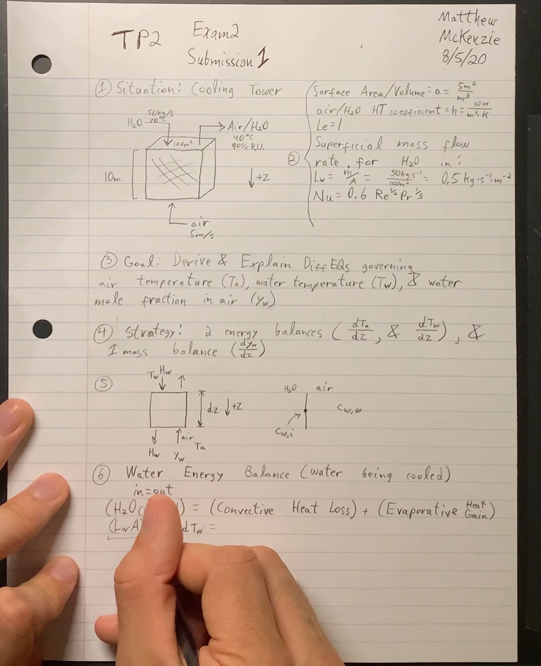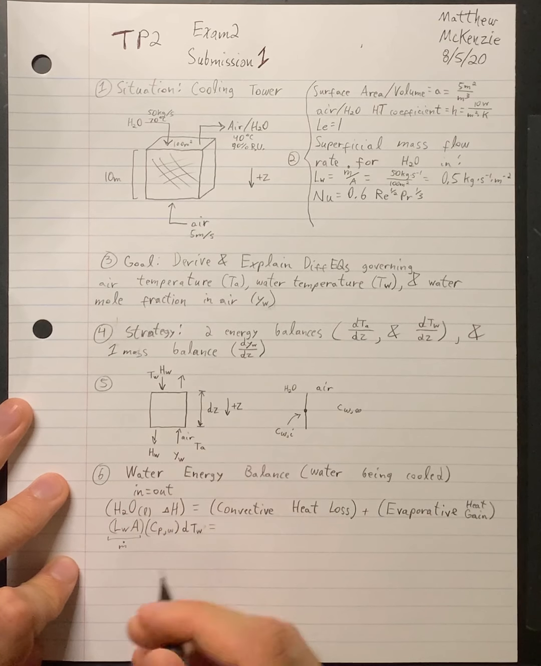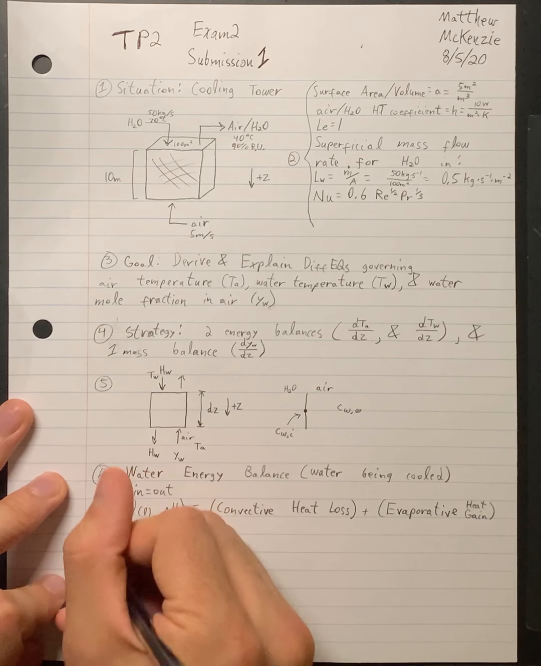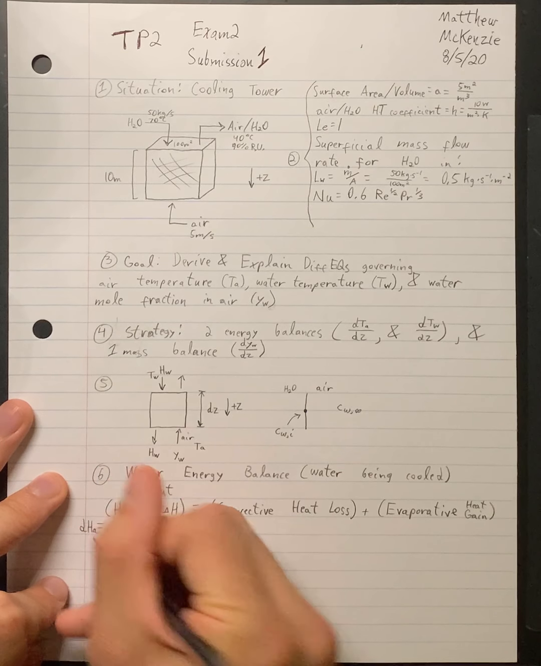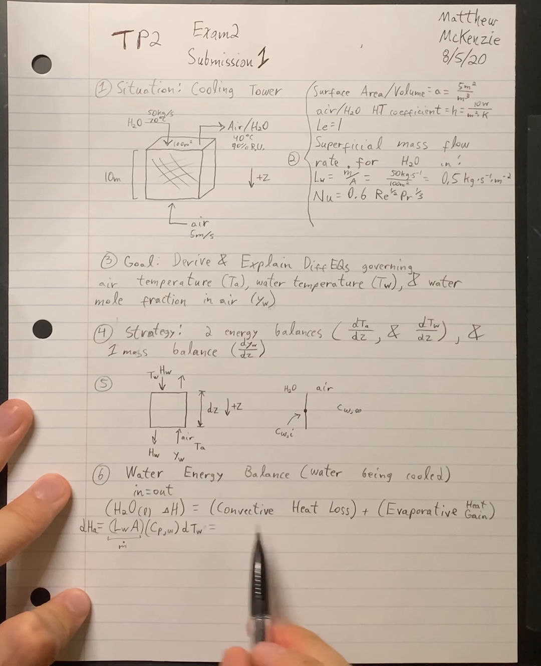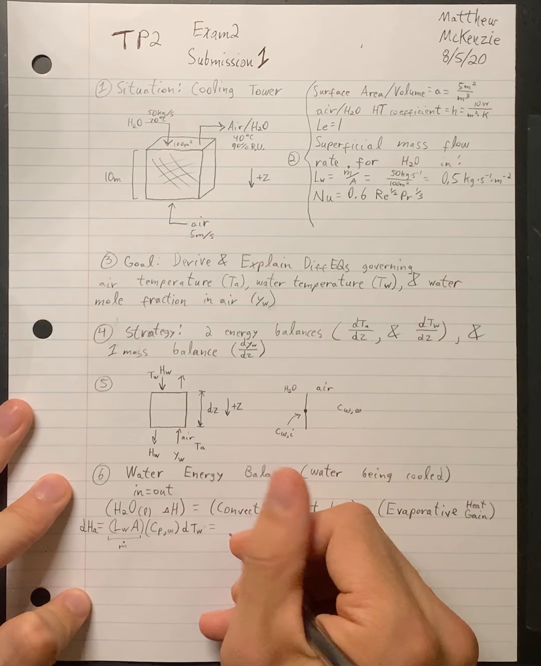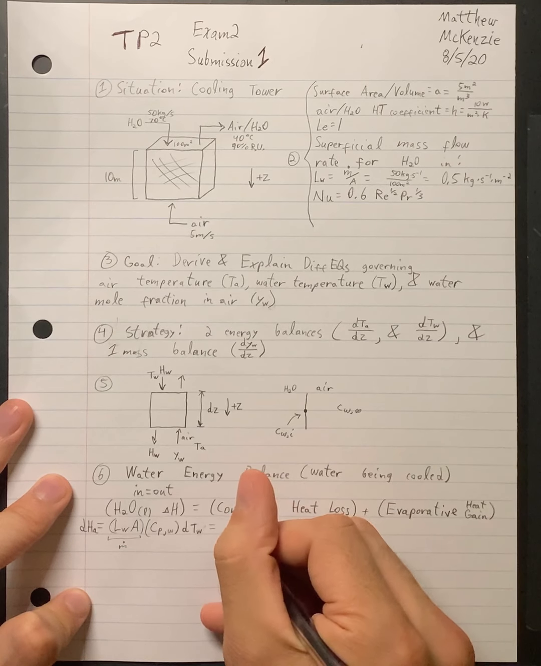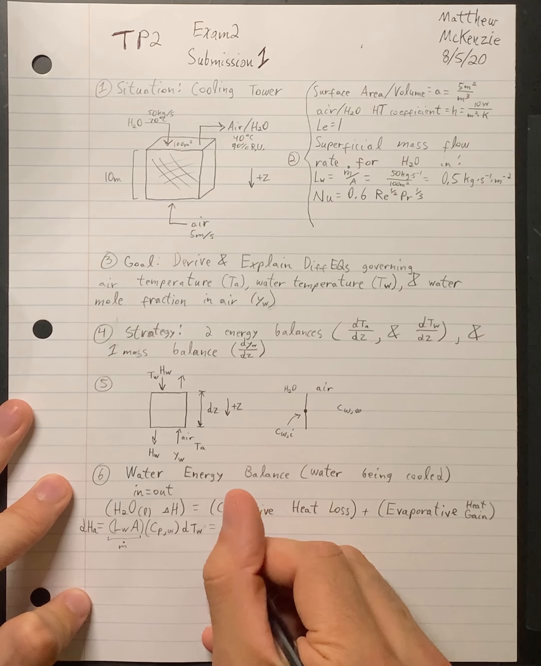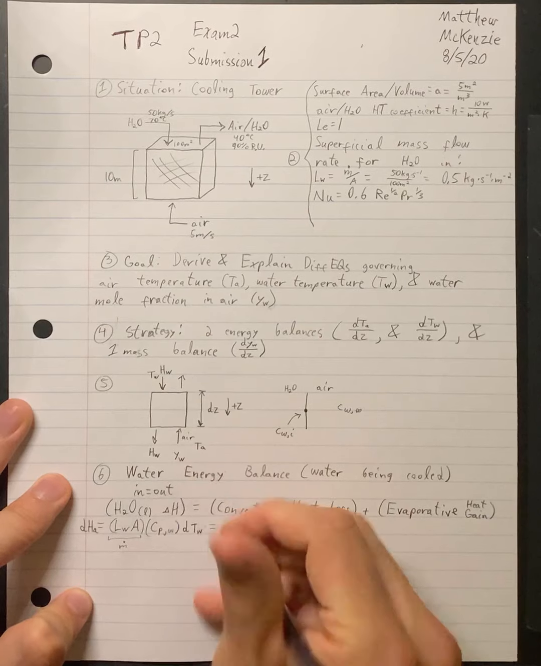What that looks like over here, this is basically a mass flow rate of sorts, times your heat capacity times your differential change in temperature. This guy is some differential change in enthalpy. Now we've got to add up the convective heat loss and evaporative heat gain for the water here. So what that looks like is, first we need to write out some kind of area formula.